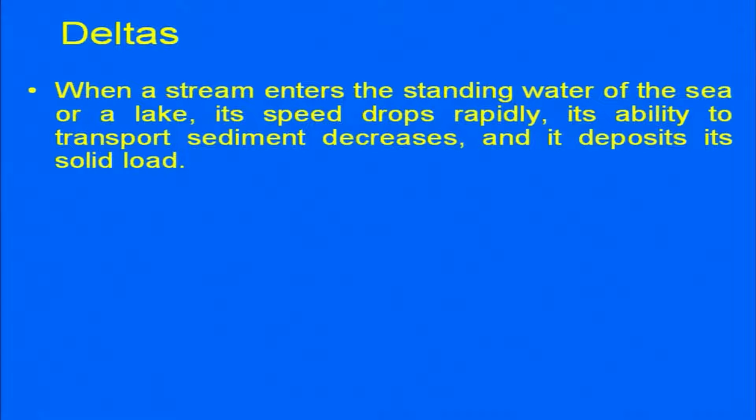So, please remember the Piedmont and pediment. Now, coming to the deltas: when a stream enters the standing water of the sea or a lake, its speed drops rapidly, its ability to transport sediment decreases, and it deposits its solid load. This is very much similar to what we were talking about when there is a change in gradient, from a steeper slope in the hilly terrain, debouching onto the gentler slope in the plain areas, the alluvial plain areas.